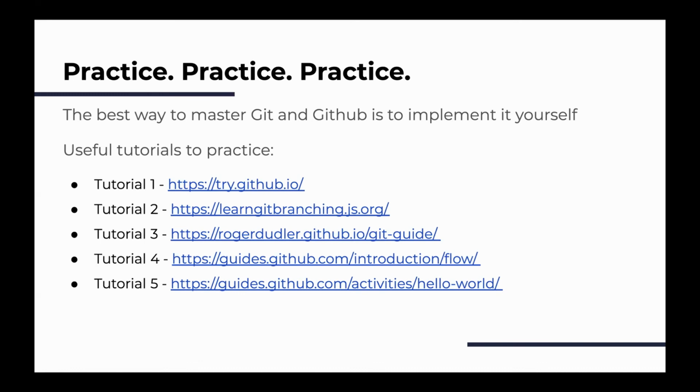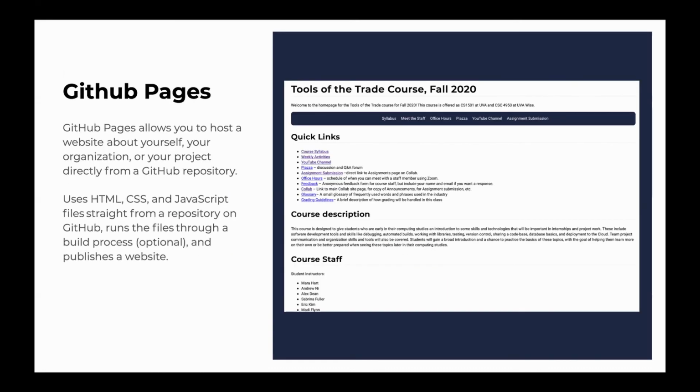And GitHub Pages is a feature of GitHub that allows you to host a website about yourself, your organization, or a project directly from a GitHub repository. You can use HTML, CSS, and JavaScript files directly from a repository on GitHub, and then run the files through a build process if you want, and then publish, and that publishes a website. As you can see on the right, we actually used GitHub Pages to host the website for our Tools of the Trade course in the fall. And yeah, that is basically the gist of GitHub Pages.